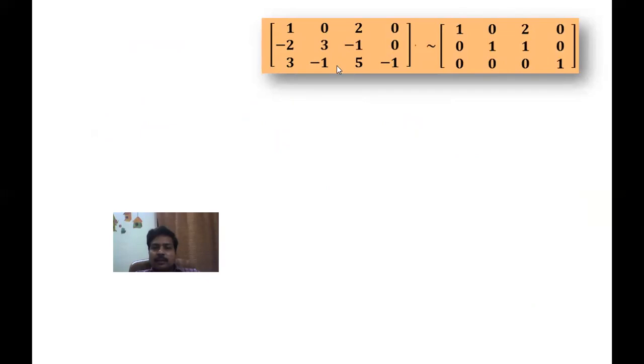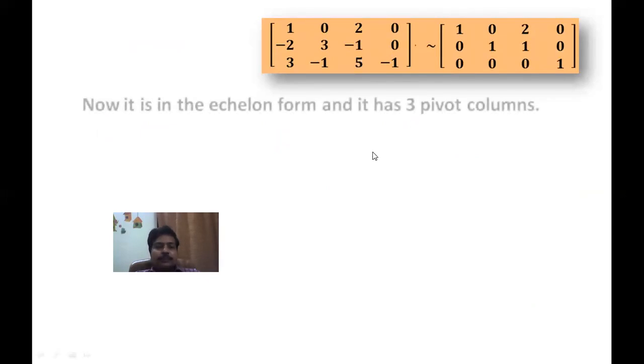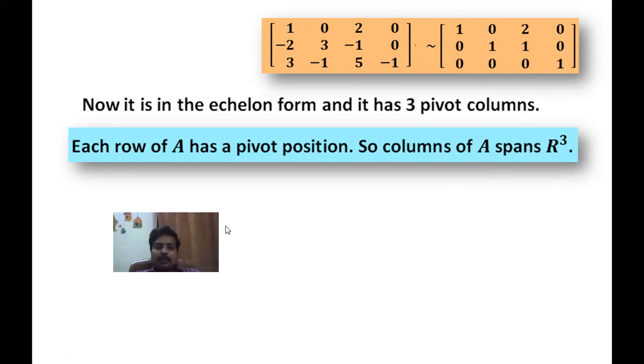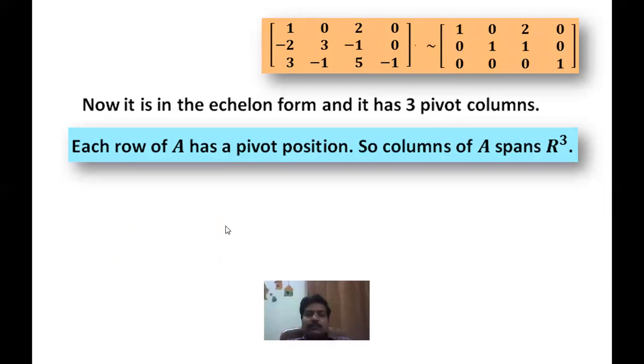For the convenience, those are not here. Now it is in echelon form and it has 3 pivot columns, 1, 2 and 4. All the 3 rows contain pivot positions. So columns of A can span R3. These columns can span R3 since all the rows contain pivot positions.